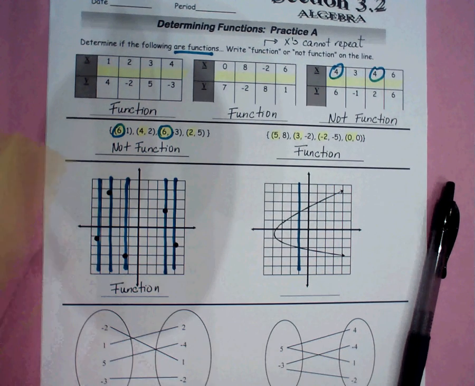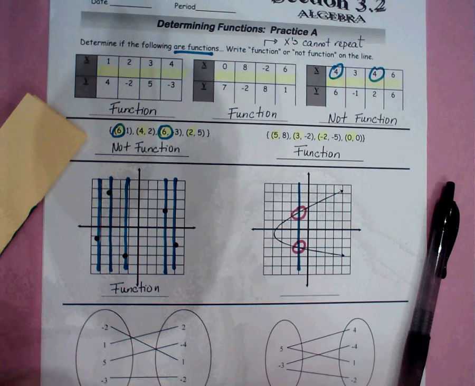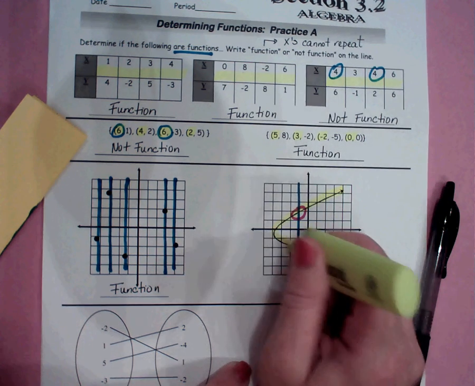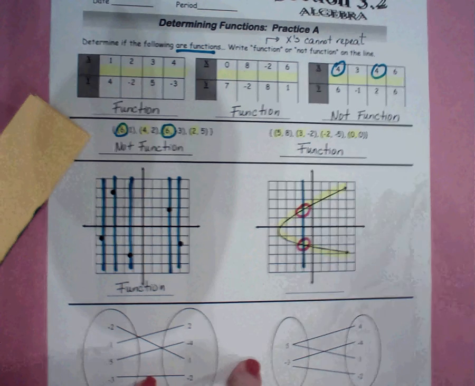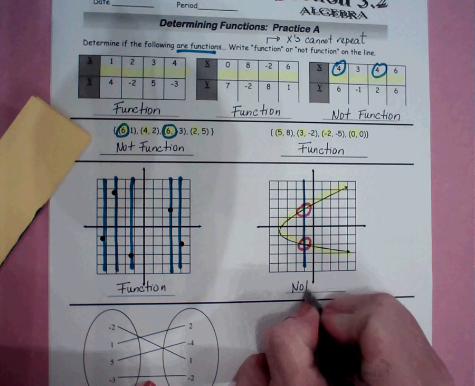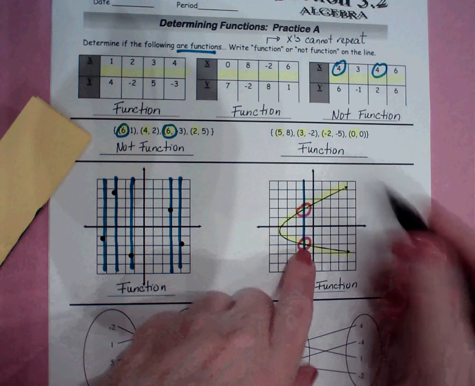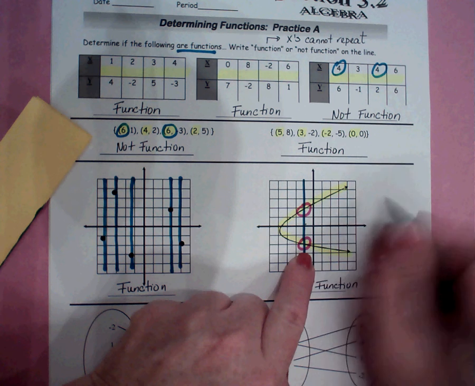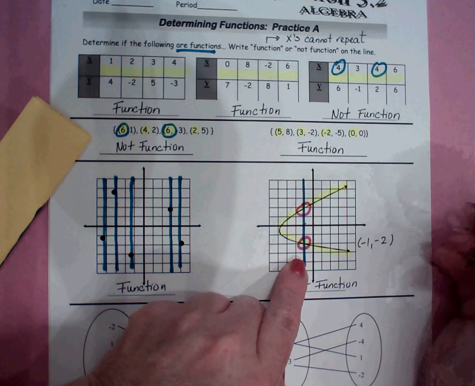And in here, it touches here and here, because this would be the function. So this is not a function because it touched that relation twice. This point would be -1 and -2. And that point would be -1 and +2.